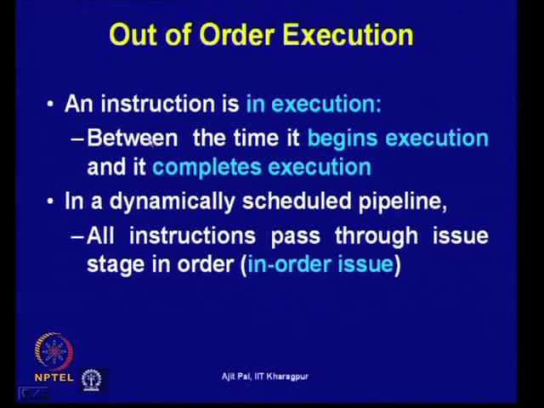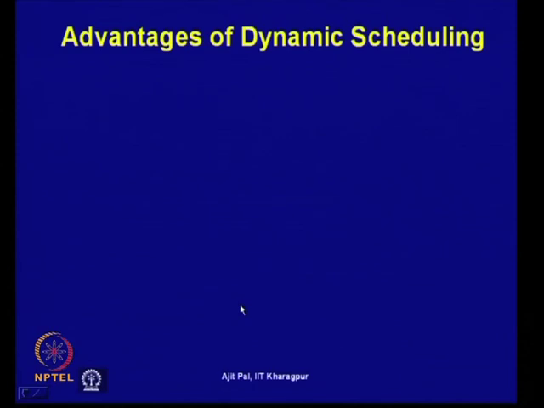Now, here is some kind of convention. An instruction is considered to be in execution between the time it begins execution and the time it completes execution. So, in a dynamically scheduled pipeline, all instructions pass through the issue stage in order, as I have already mentioned. So, it leads to in order issue, but it may lead to out of order execution, as I have told.